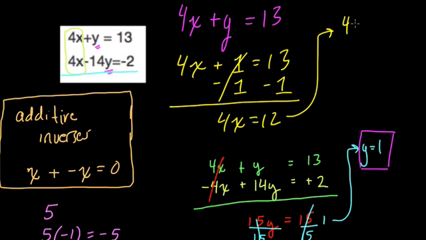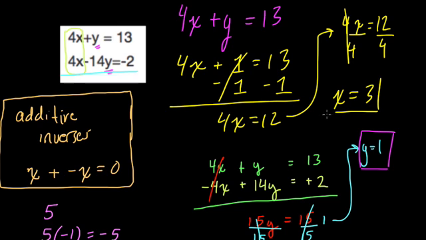And now we can solve because, well, if 4 times x equals 12, we can divide by 4 on both sides. These 4's cancel out. This 12 divided by 4 is 3, and x equals 3. So that's just one way that I might deal with this problem.